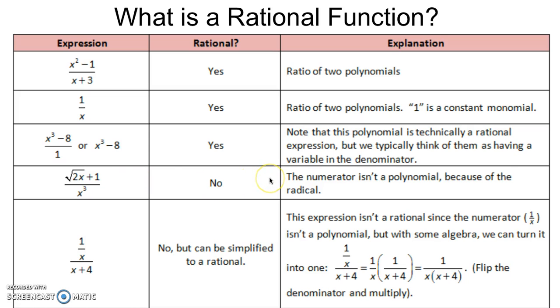And of course it says it here, it's because of the radical, but think about why. What have you learned about how radicals could be written as exponents that make this not a polynomial? The square root can be written as a power of 1/2, and if you recall, the definition of a polynomial does not allow fractions as exponents. And so since the numerator is not a polynomial, this expression is not a rational expression.